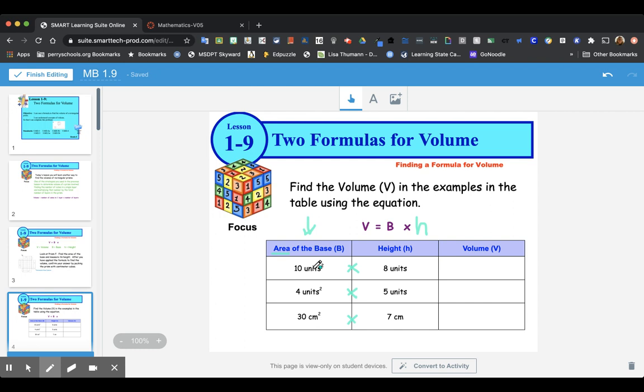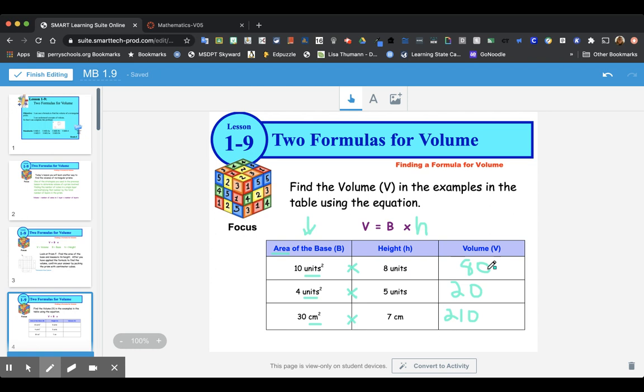So we know this one, if the area of the base was 10 and there were 8 rows high, our volume would be 80. This one, we would have 4 and 5 rows. We would have 20. And then finally 30 and 7 rows, we would have 210. Now, these are not complete answers. And the reason is that I forgot to put a label.